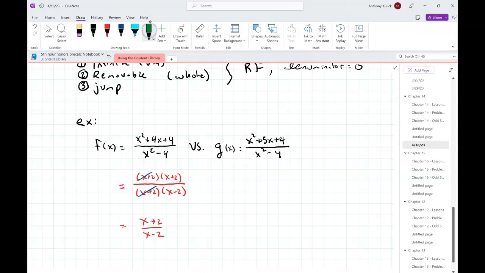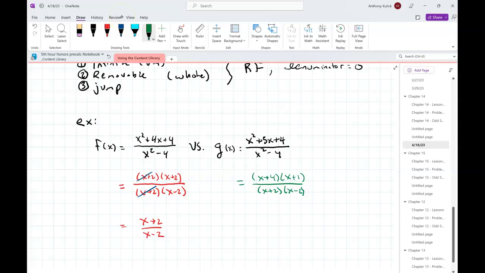Okay. Let's do the same thing over here on the other one, and we'll circle back and analyze what's going on. If I look at the next one, how do I factor x squared plus 5x plus 4? x plus 4 and x plus 1. And since the denominator is the same, I already know how to factor that. Can I do any reducing here? No.